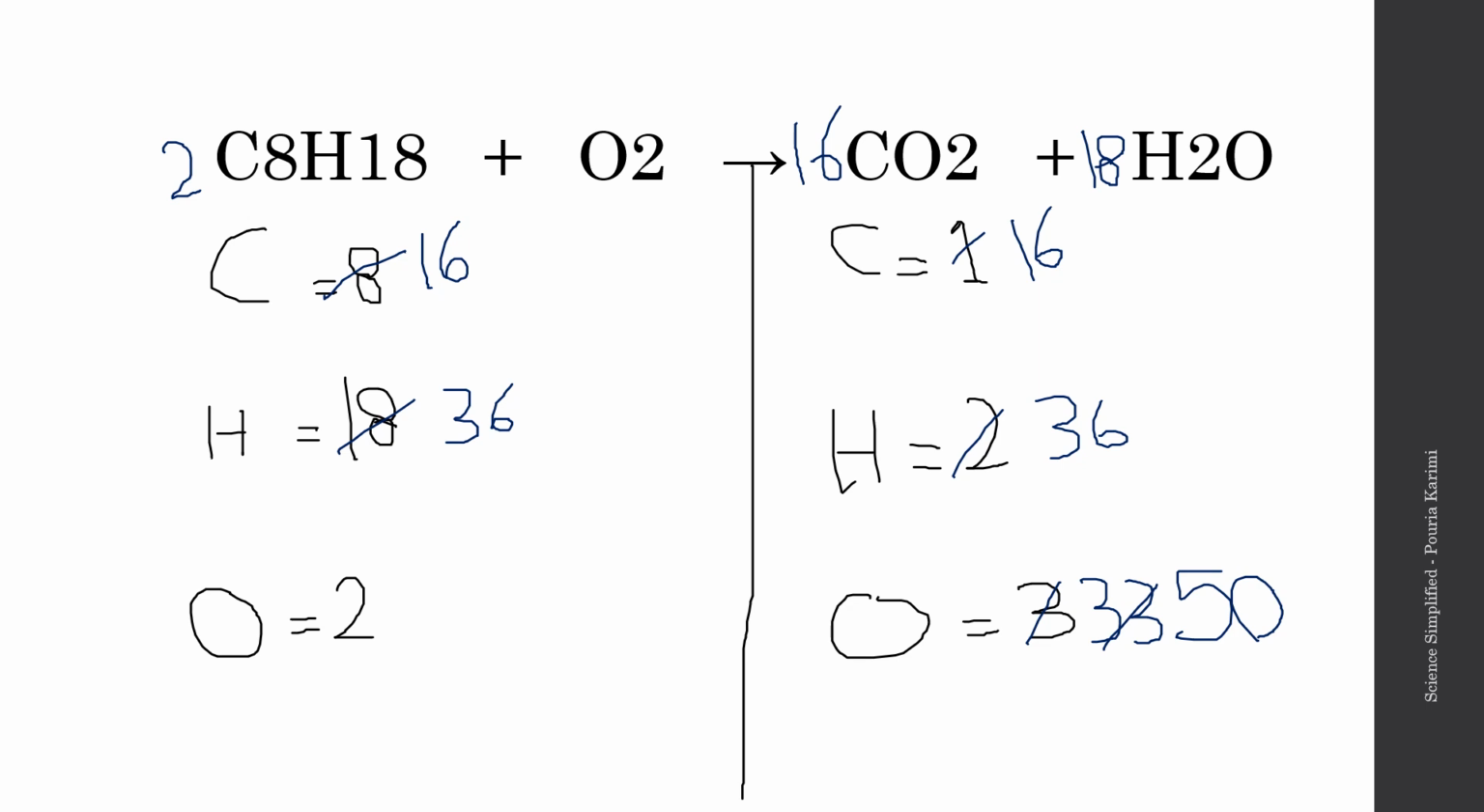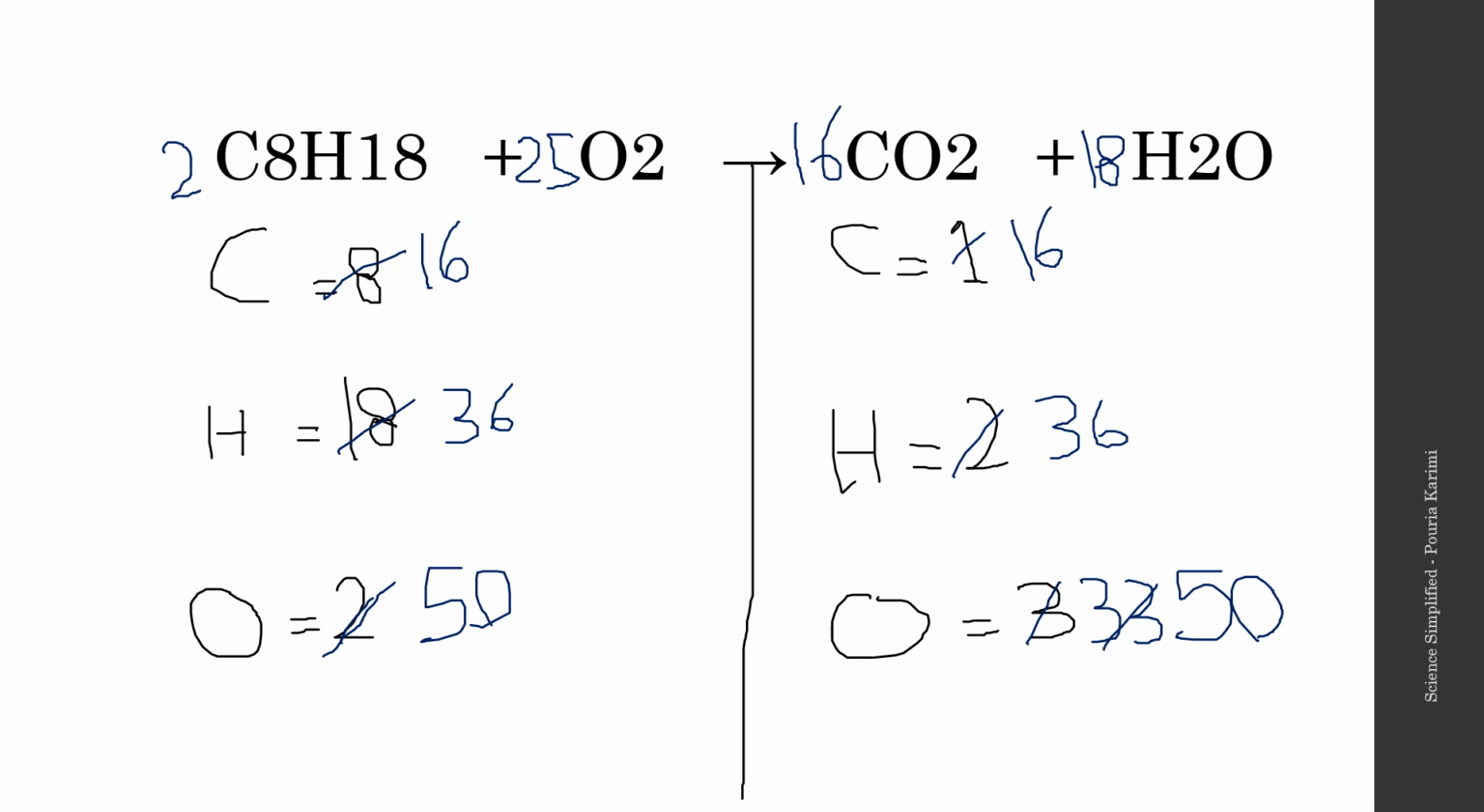Now we have a 2 here and a 50 here. So 2 times 25 is 50. So this is how to do the chemical equation of combustion of octane. But we should check our work at the end. We have to recount everything all over again.